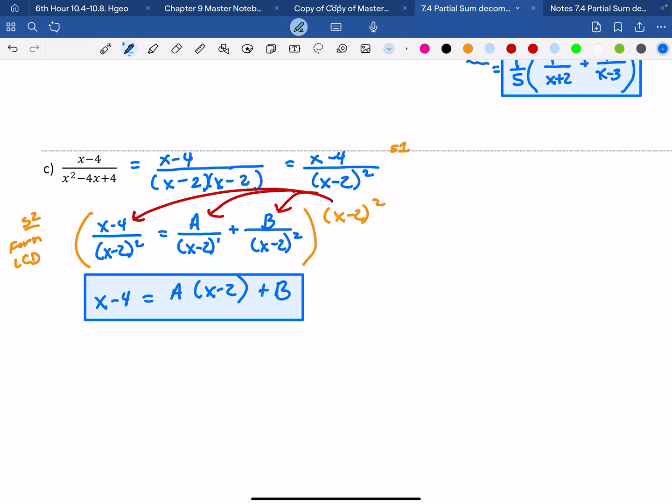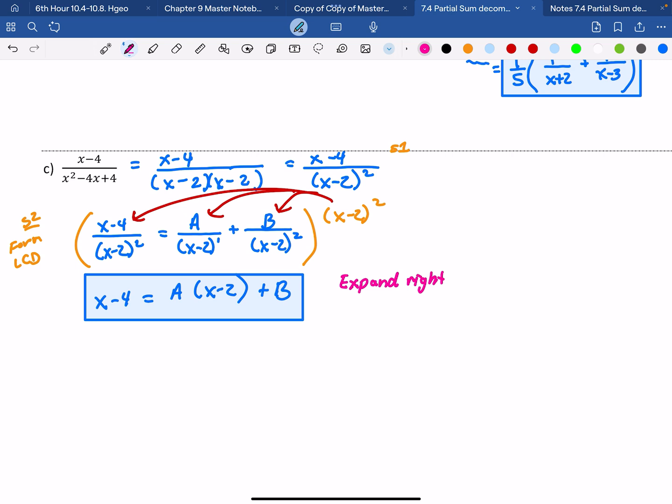So here's what the new method is going to be. Instead of finding convenient values, we're going to do what's called an expansion. You are going to expand the right-hand side. And when I say expand, you're going to multiply everything through.